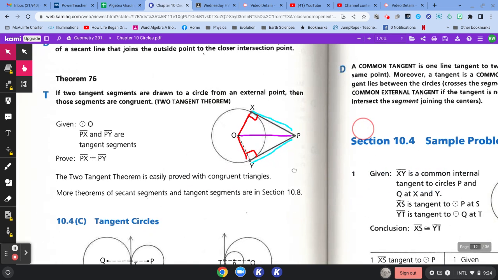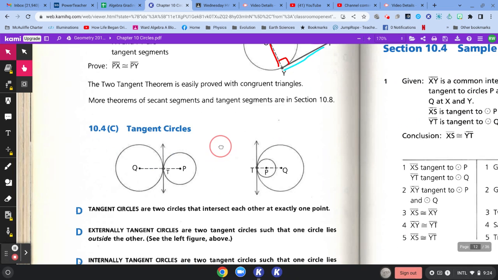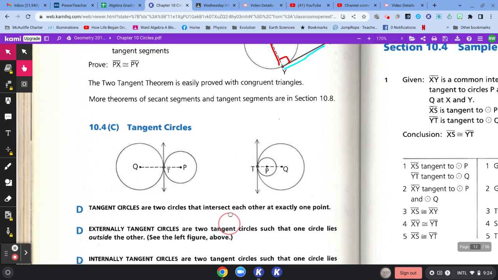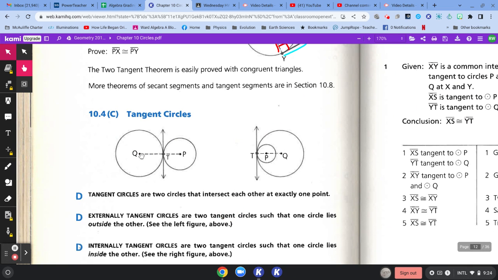Actually, I want to go back over here. So notice that the centers of those two circles connect with a segment that goes through the tangent point. And that's true for the internally tangent or externally tangent circles.